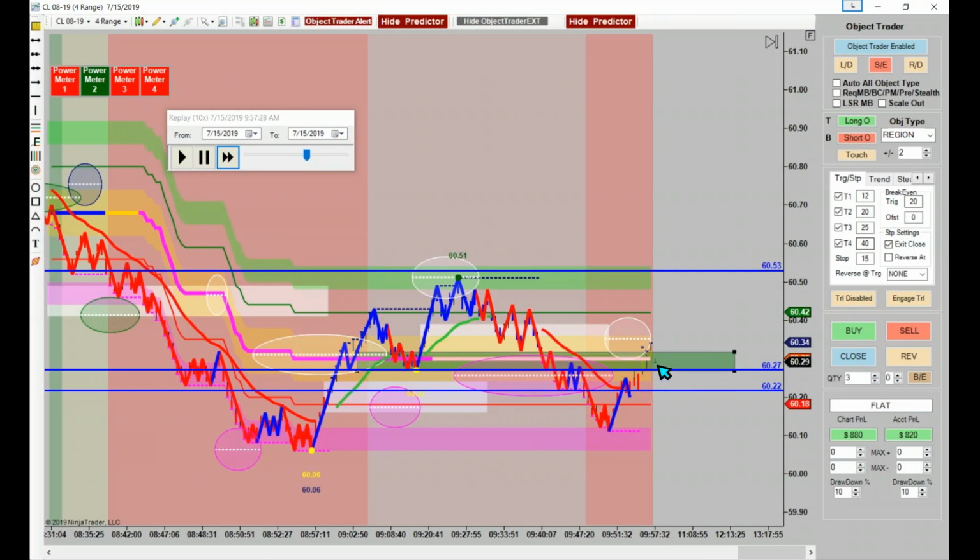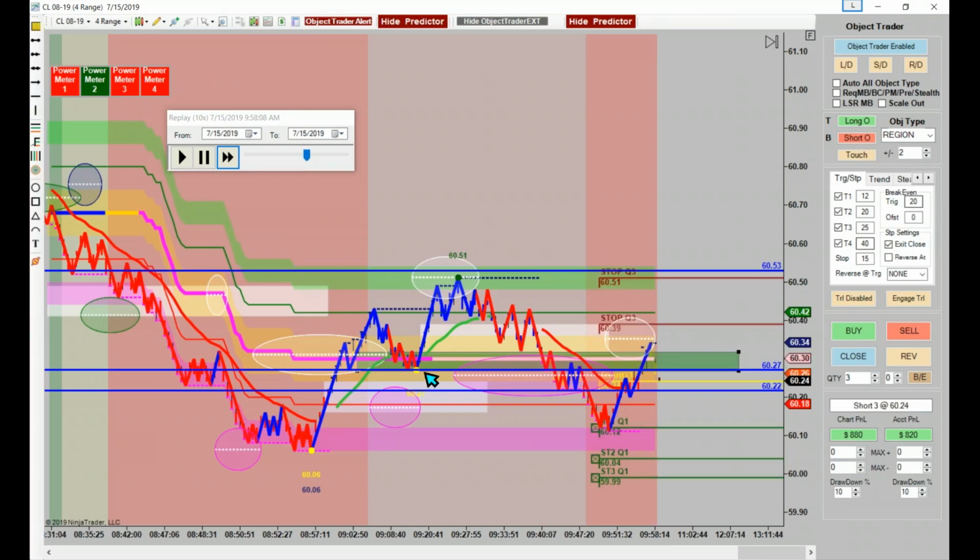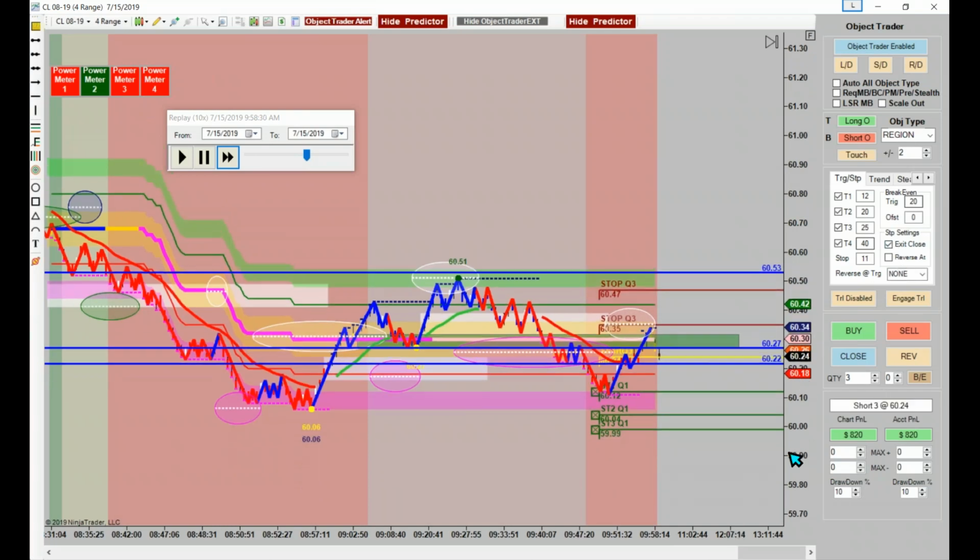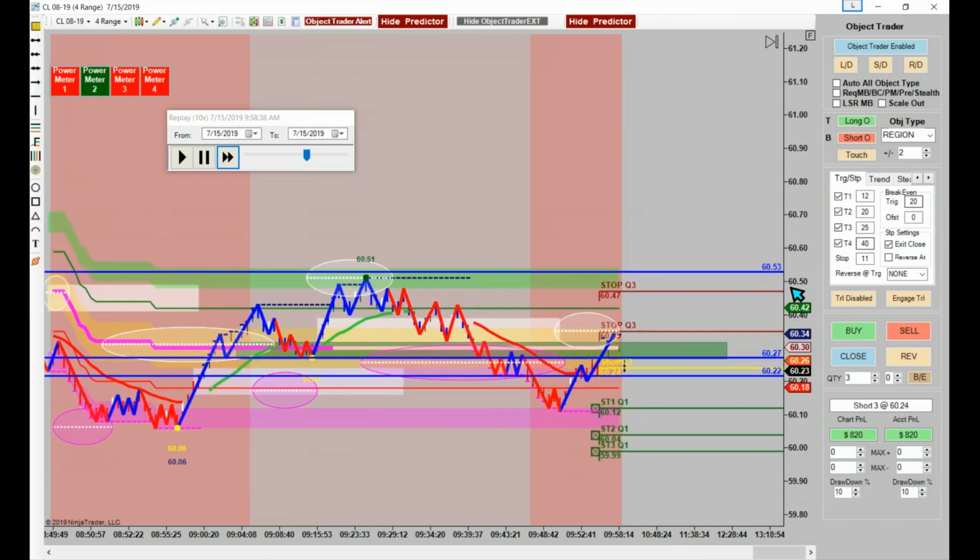It looks like it might. There's support right there on the left. All right, we're in. Nice tight stop on the swing, exit on close. Okay, everybody see that?